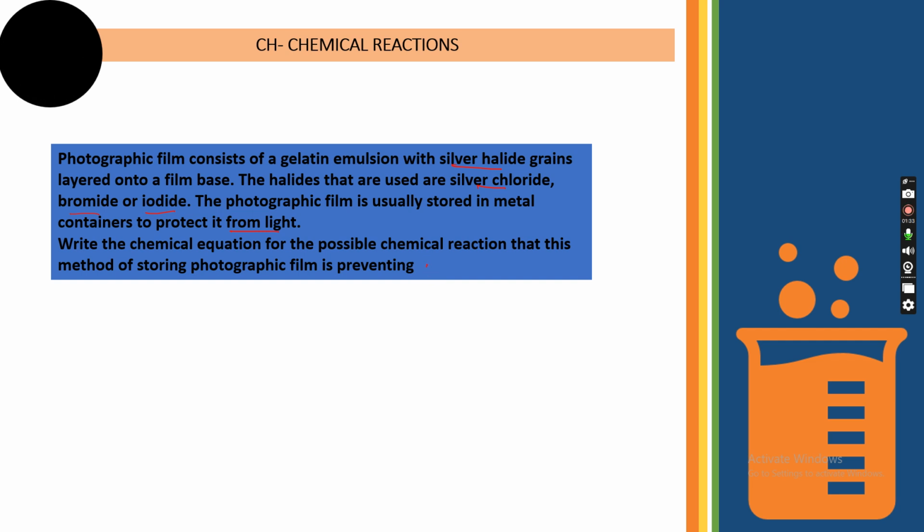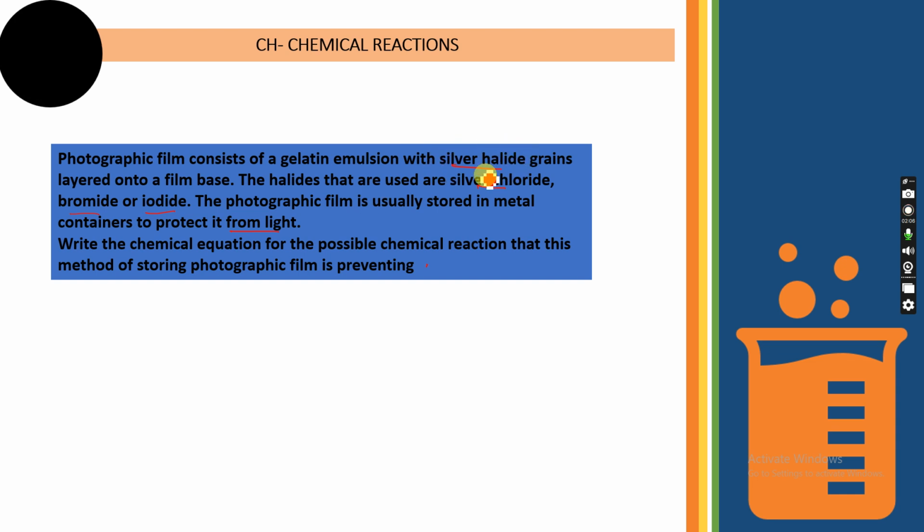So here they have given a photographic film, and silver halide grains were layered on that film base. The halide is nothing but the halogens, that is chloride, bromide, or iodide. So it can be silver chloride, silver bromide, or silver iodide. It is said that this photographic film is stored in metal containers to protect it from light. So the keyword here is silver halide.